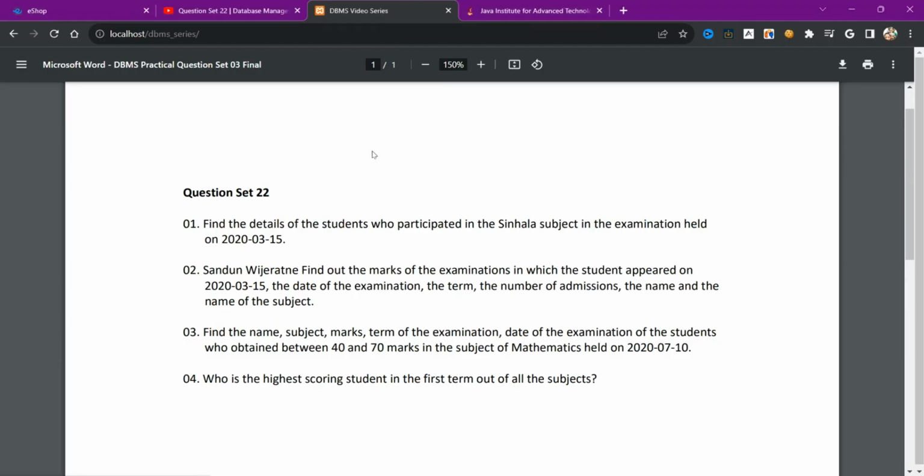So in this question set 22, we used queries to find the results for these four questions. So let's meet in the next video with question set 23.